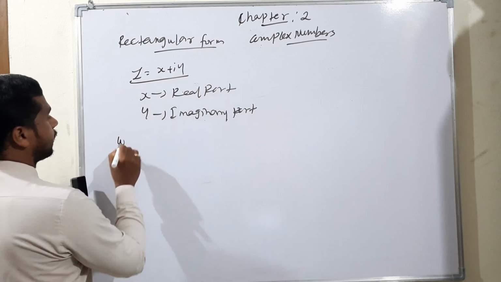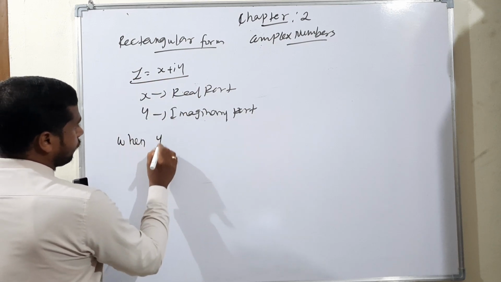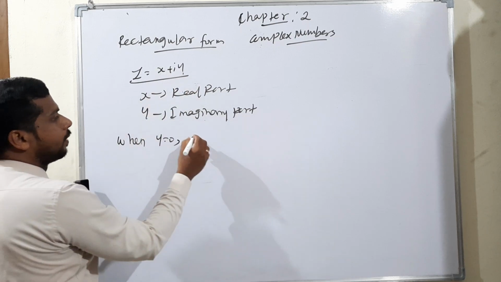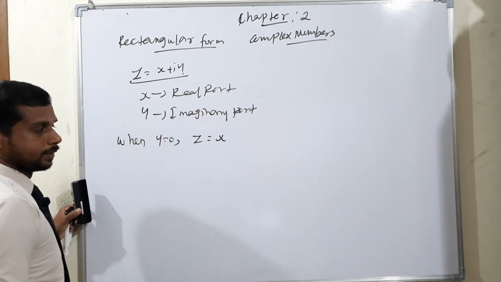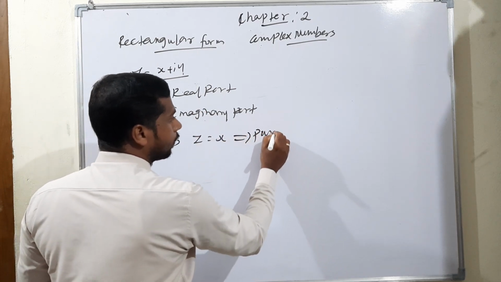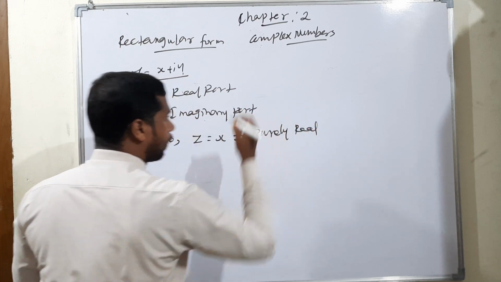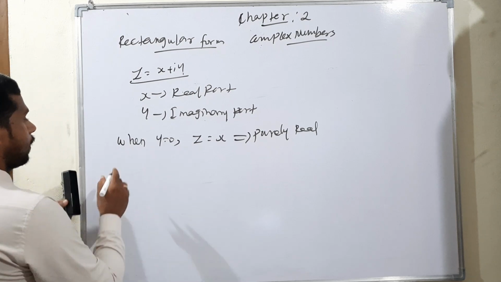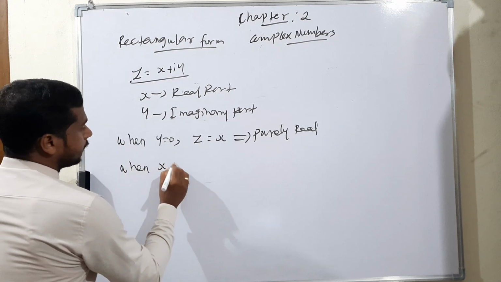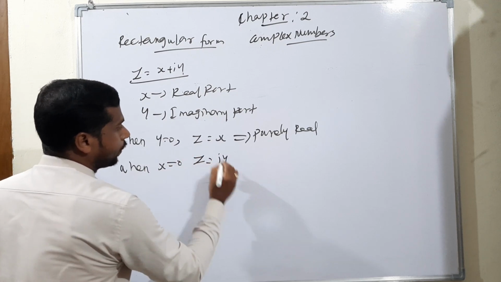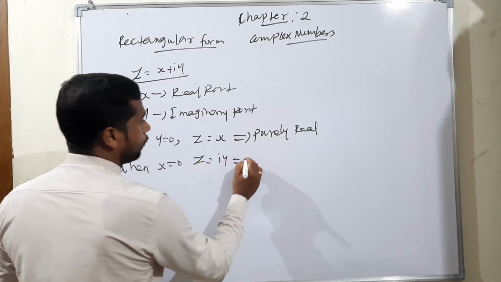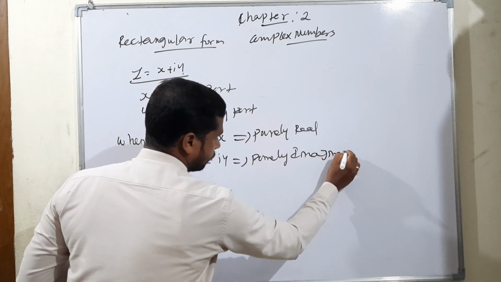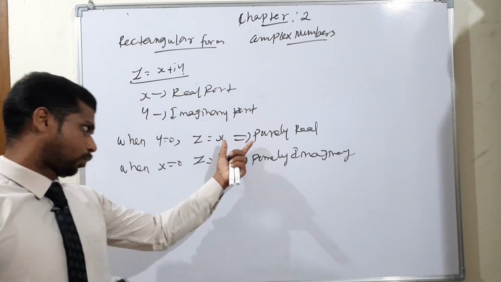Okay, z is equal to x plus iy. When y is equal to 0, if you apply 0 instead of y, definitely the answer will be z is equal to x. That time we can say this is called purely real. Then when you have to show it's purely imaginary, when x is equal to 0, definitely z is equal to iy. Then we can say purely imaginary.